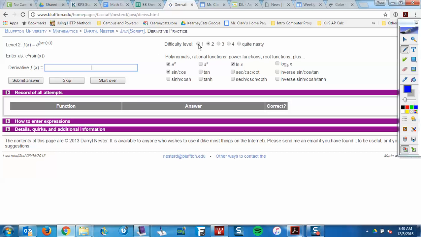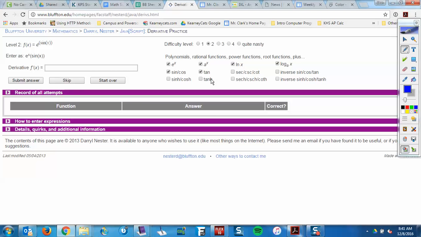You can pick your level: 1, 2, 3, 4, and quite nasty. I wouldn't worry too much about quite nasty. 2 is a pretty good level of practice. You can also pick which functions you want to deal with. So right now, if we want to just stick to basic e to the x, sine, cosine, natural log, that'd be good. If you're afraid that you might run into a 2 to the x or a log, maybe that'd be good. And then if you want to practice some tangent too, you can click those, right?